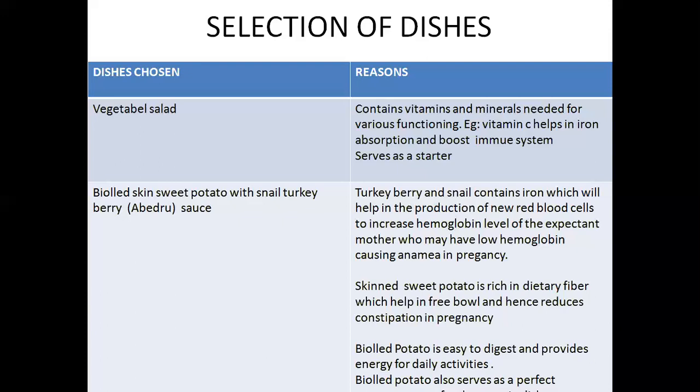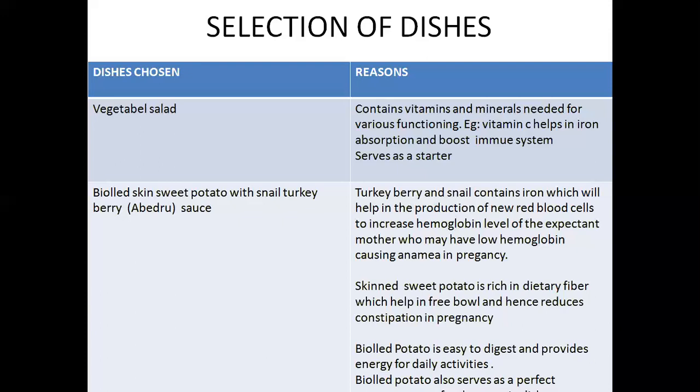Secondly, I also look at the skin sweet potato. It's rich in dietary fiber, which helps in free bowels and hence reduces constipation in pregnancy. Yes, pregnant women are faced with issues of constipation. So food that is rich in dietary fiber will help them to have free bowels. Then my boiled potato is easy to digest and provides energy for her daily activity. Of course, she needs energy. Let's not forget about a balanced diet in choosing our hot dish.